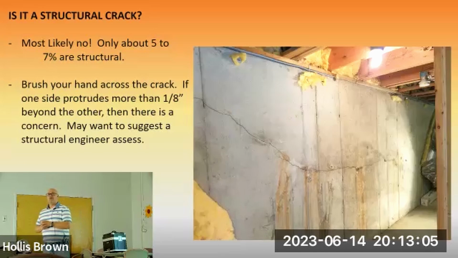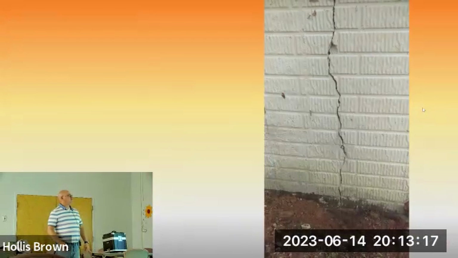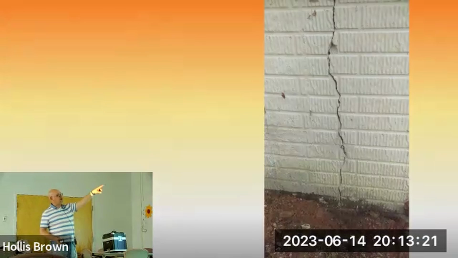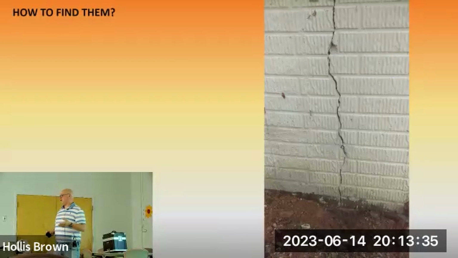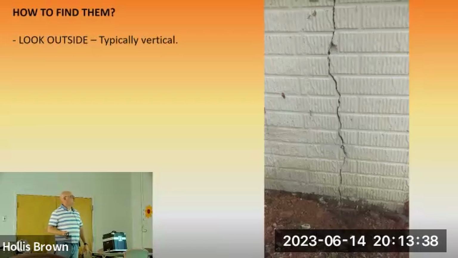Okay, no worries. So anyway, you rub your hand across it, and if one side is offset, then there's some concern about it. You can see how one side is settled more than the other. It's offset a little bit. Now, this is not how to find a structural crack. This is how to find all cracks. We're all getting older, and I try to find the easiest way to find these cracks without bending over and killing myself and crawling around.